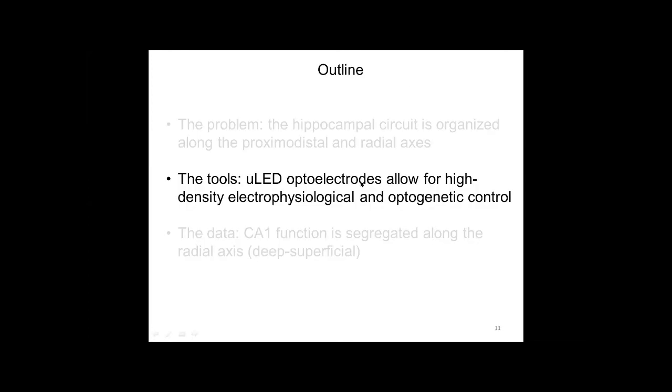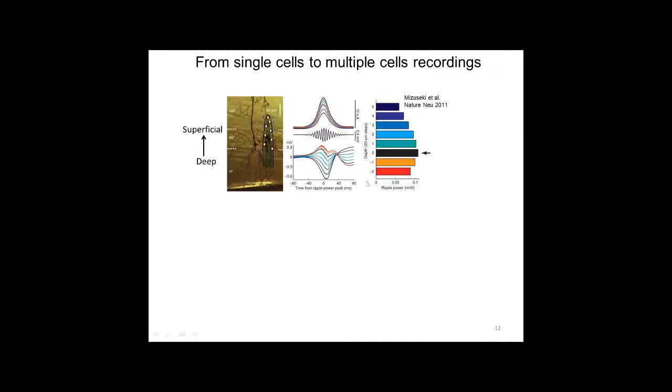So that leads us to the tools, and whether these micro-LED optoelectrodes can allow us to solve these problems. The first who noted that the extracellular organization of hippocampal sharp-wave ripples can be used to extract specific information about the cellular components was Buzsáki, in this seminal paper by Schomburg in 2011.